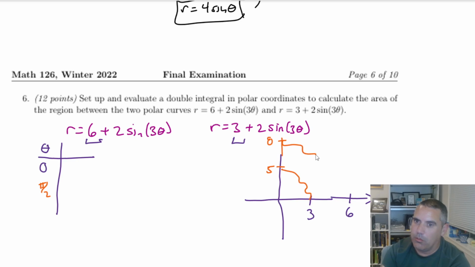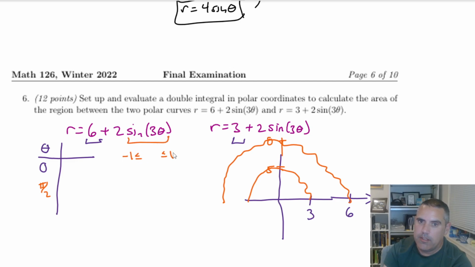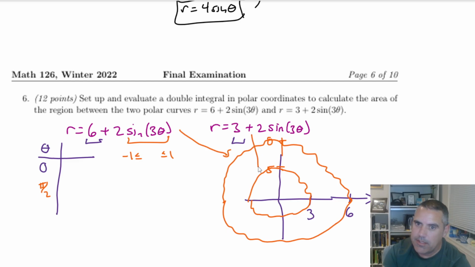You just need to know which one's on the outside. This is not the right picture I'm drawing, I'm just drawing kind of a blobby thing. But the key is that sine is between -1 and 1, and so there's never going to be any negatives. R is never going to be equal to 0. So whatever weird thing is happening, this is always on the outside, and this is always on the inside.